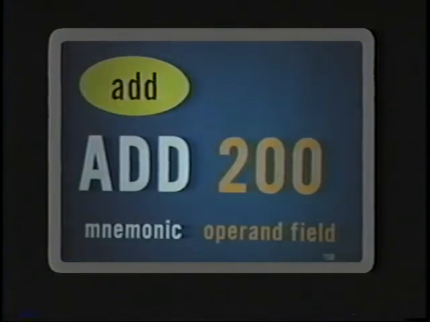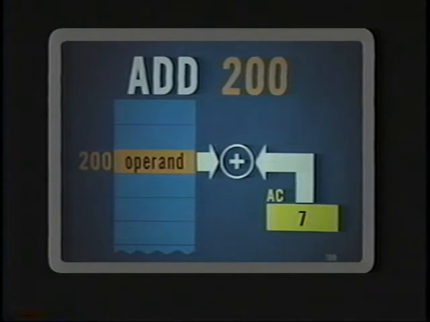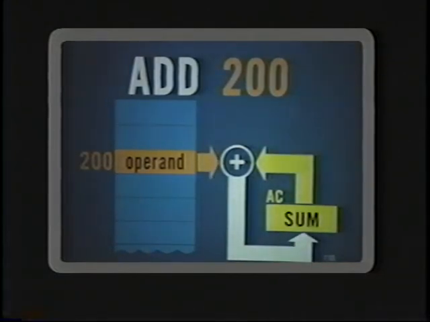Our second elementary instruction is add. The add instruction is made up of two elements, the mnemonic ADD and the operand field. The central processor executes this add instruction by retrieving the operand from the addressed memory location. Then it adds the operand to a value stored in the accumulator. The resulting sum replaces the value originally held in the accumulator, but the operand stored in memory does not change.